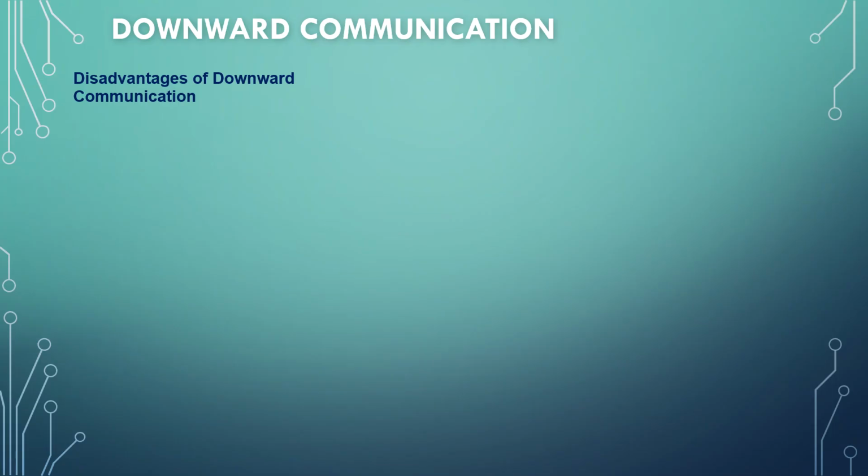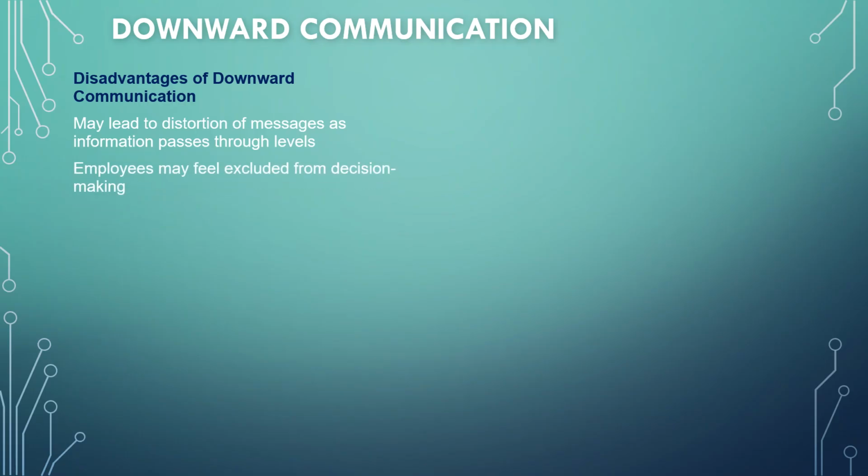Now let's look at the disadvantages of downward communication. What are the disadvantages of downward communication? The first one is that downward communication can lead to distortion of the message as information passes through levels. That is, from the top, getting down to the middle, lower level management, and finally to the employees. So the message, the information, may get distorted in the process.